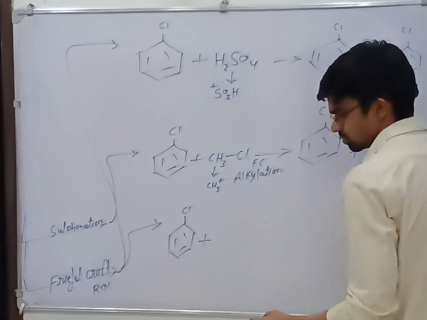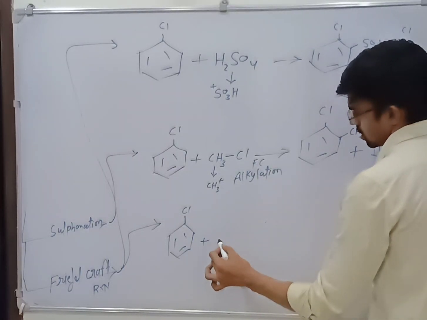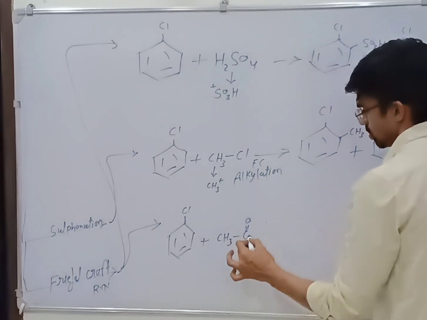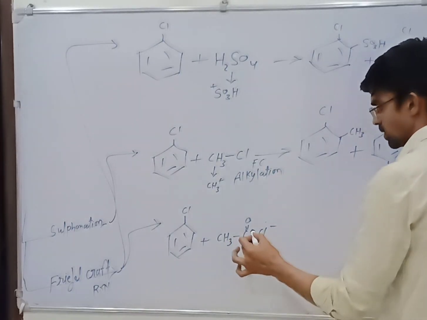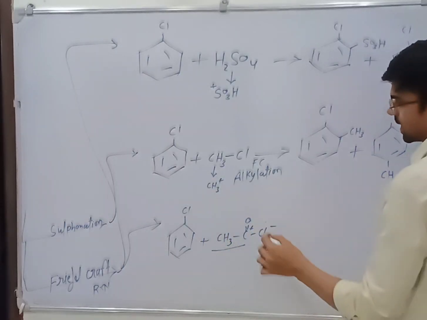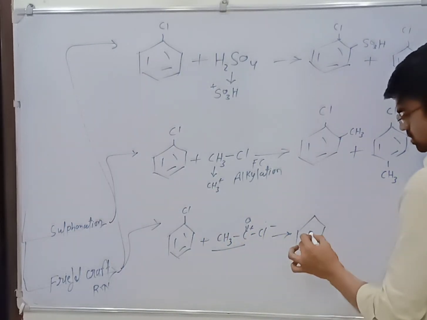When we react the haloarene with acyl chloride, CH3 C double bond OCl, this will be negative, this will be positive, and this electrophile will get attached in ortho and para position.